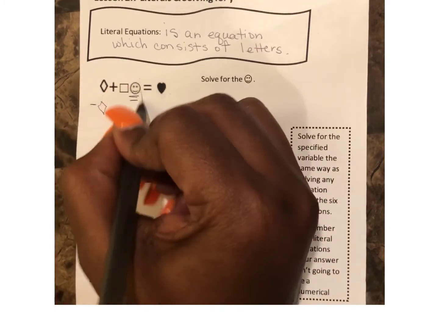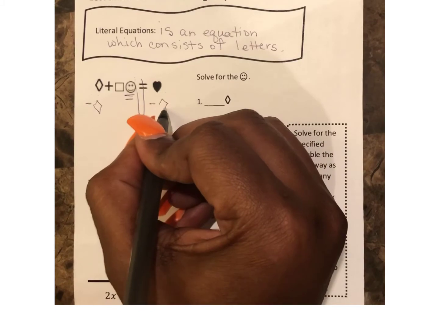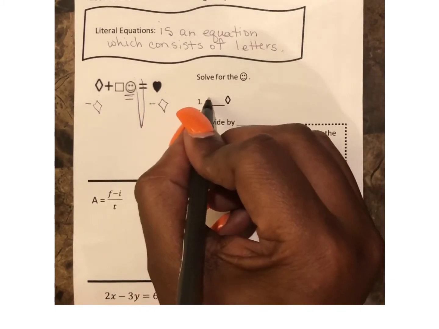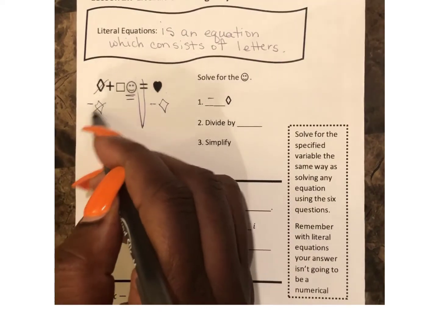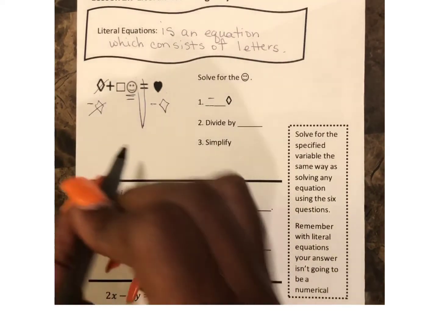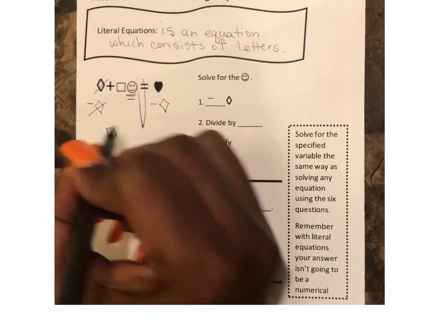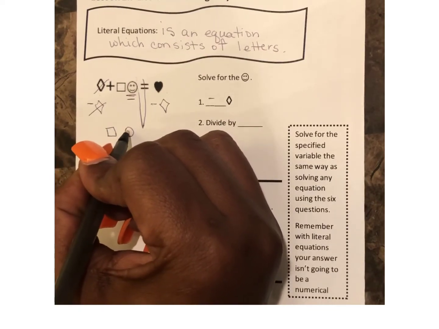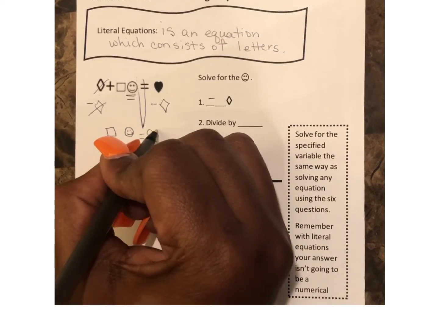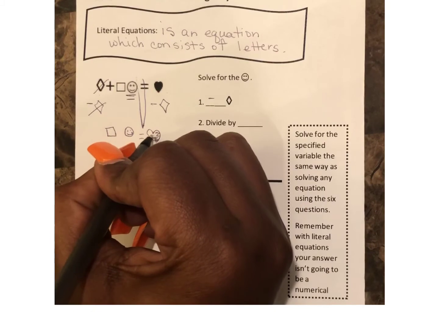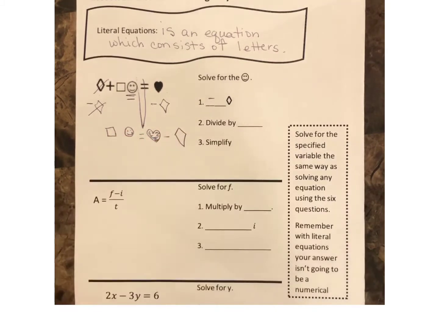And whatever you do to one side of the equation, you would do it to the other side. So here, we're subtracting the diamond. Positive diamond, negative diamond cancels out. And we are left with square happy face equals the heart minus the diamond.